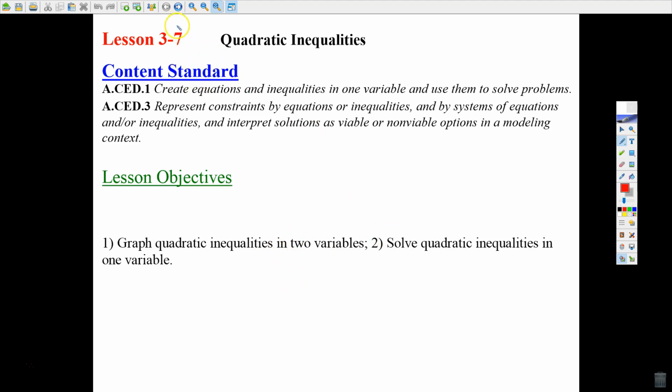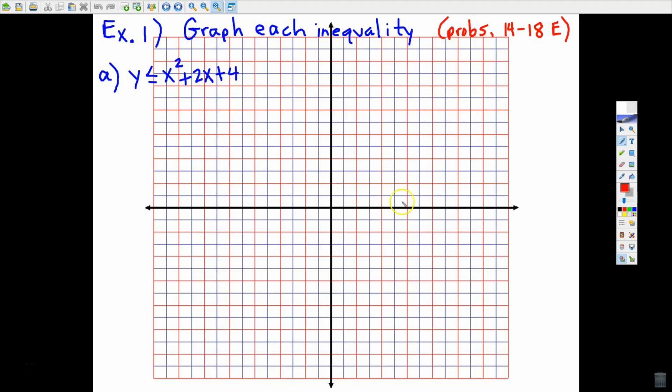There's really three different types of problems that you're going to be dealing with in this assignment. So let's take a look at this first example, 1A. This is what you're going to do on problems 14 to 18 even. It's a review of graphing quadratic equations, getting the parabola, and then the inequality will tell us how to shade either inside the parabola or outside.